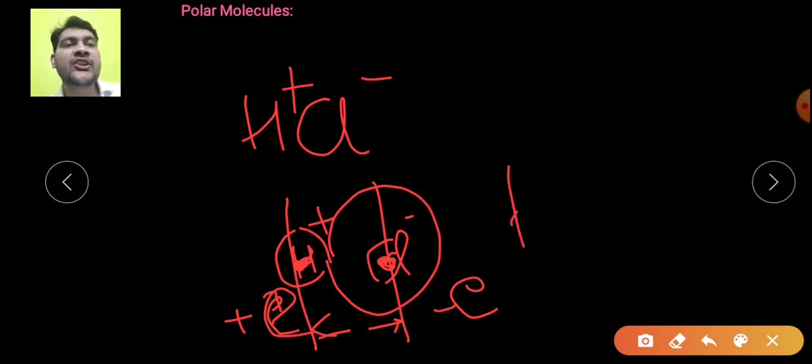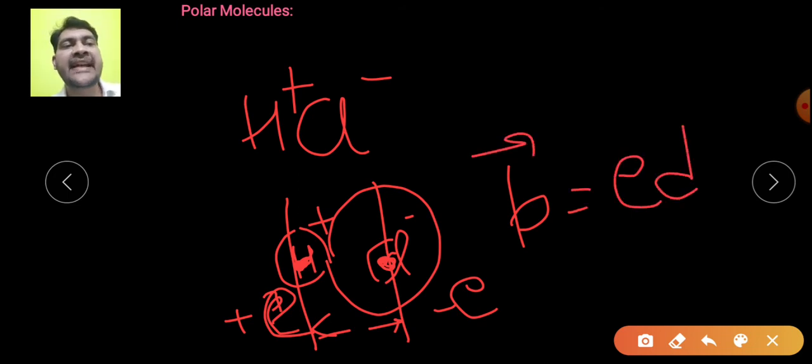Dipole moment is denoted by small p and it is equal to charge multiplied by gap. So this has some dipole moment. Those molecules which possess some dipole moment are polar molecules. Examples: HCl, CO, H2O, NH3. These molecules are polar molecules.